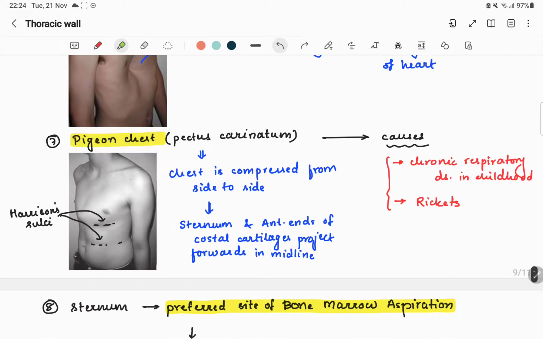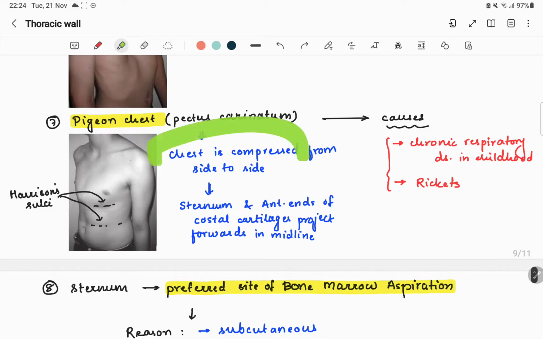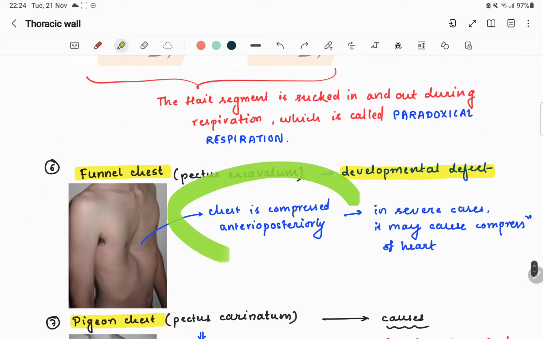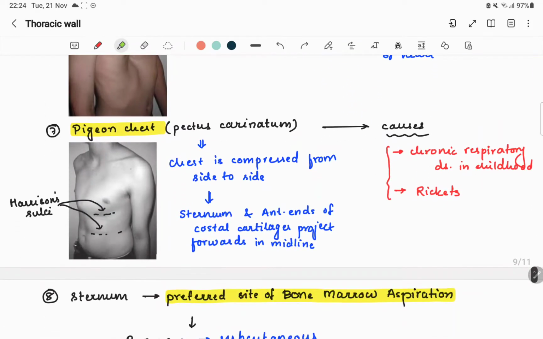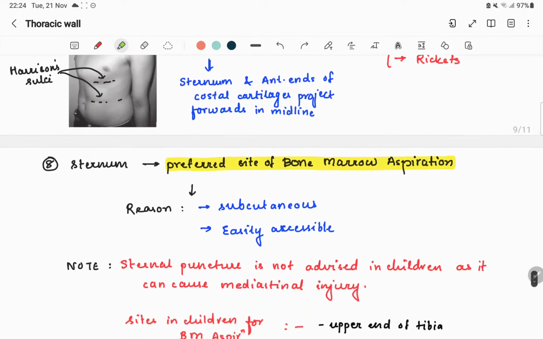Then we have the pigeon chest. Pigeon chest is called pectus carinatum, in which the chest is compressed from side to side, not in the anterior-posterior direction. Anterior-posterior compression is called pectus excavatum, and pectus carinatum is chest compression from side to side. What are the causes? Chronic respiratory disease in children and rickets. And Harrison's sulci are seen in the pigeon chest.